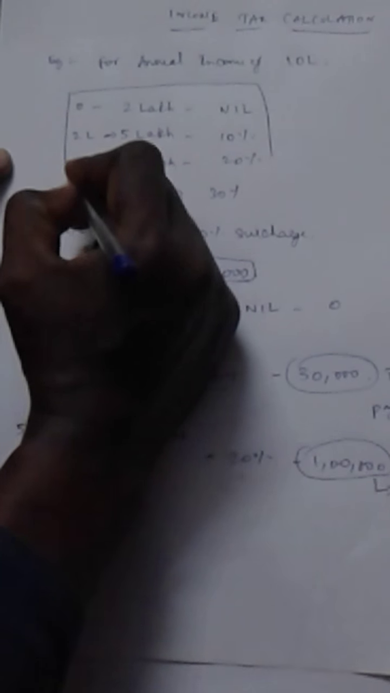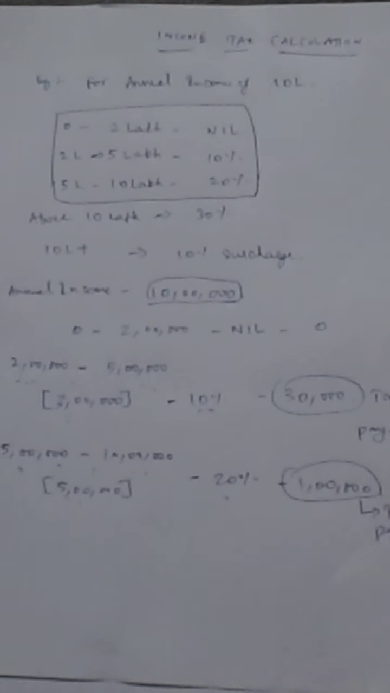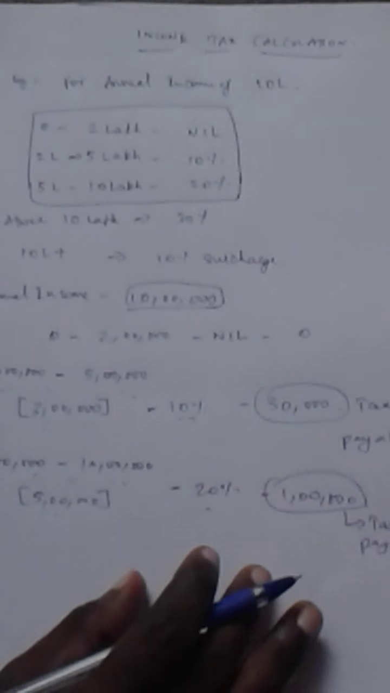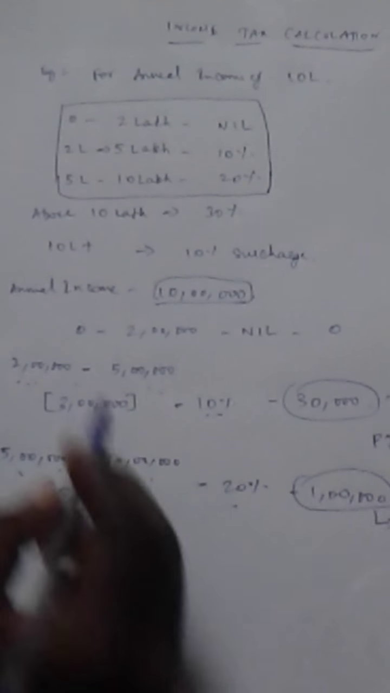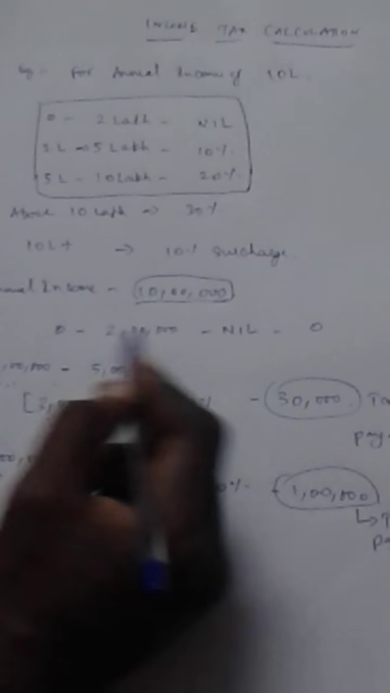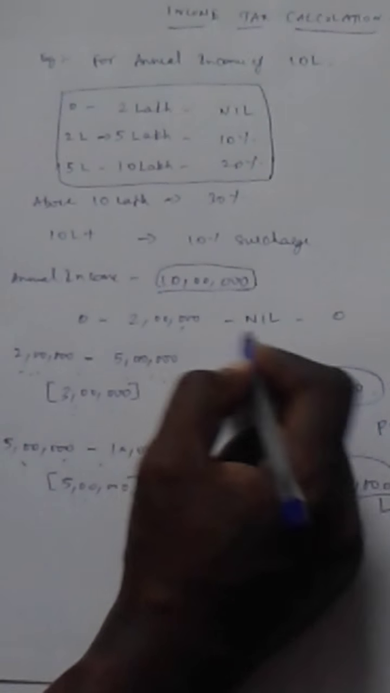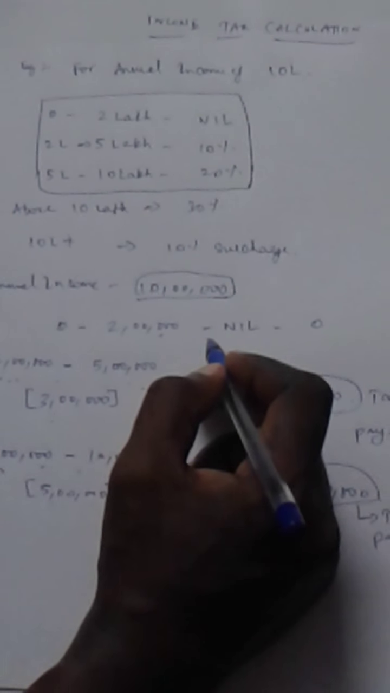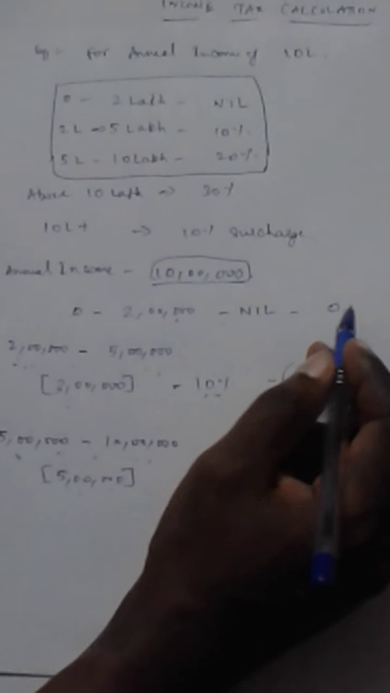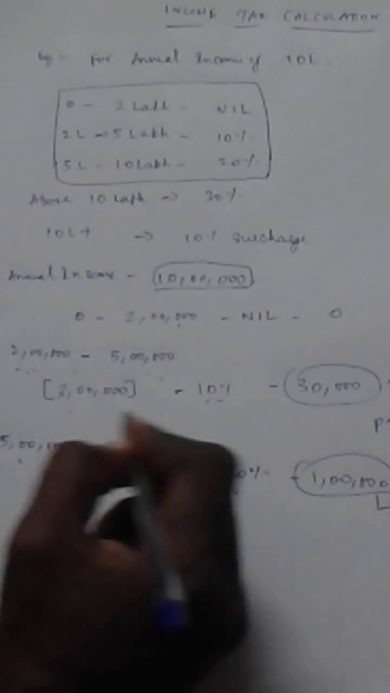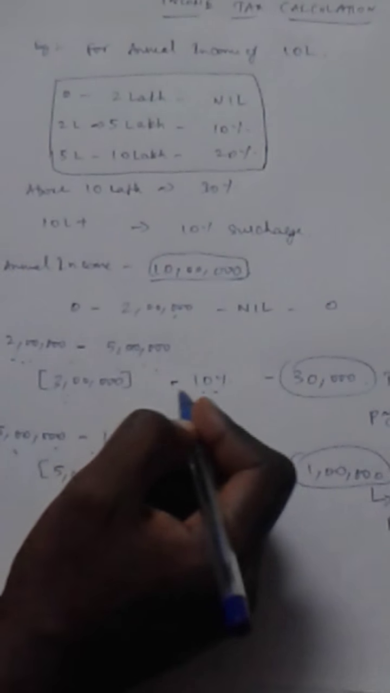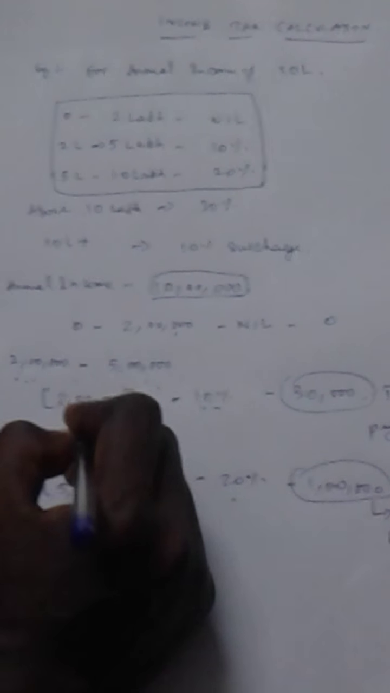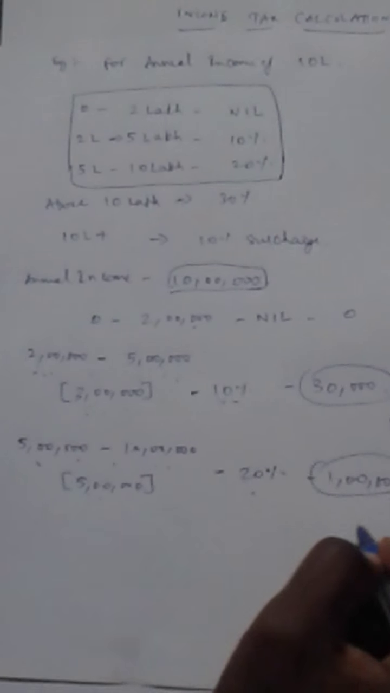Okay, 0 to 2 lakh, 2 lakh to 5 lakh, 5 lakh to 10 lakh. All these criteria should come when we are calculating for an annual income of 10 lakh. Now we try to make it 0 to 2 lakh, and for that particular amount it is nil, but 2 lakh to 5 lakh it is 3 lakh, and 10% of 3 lakh should be the tax that is taken into account.